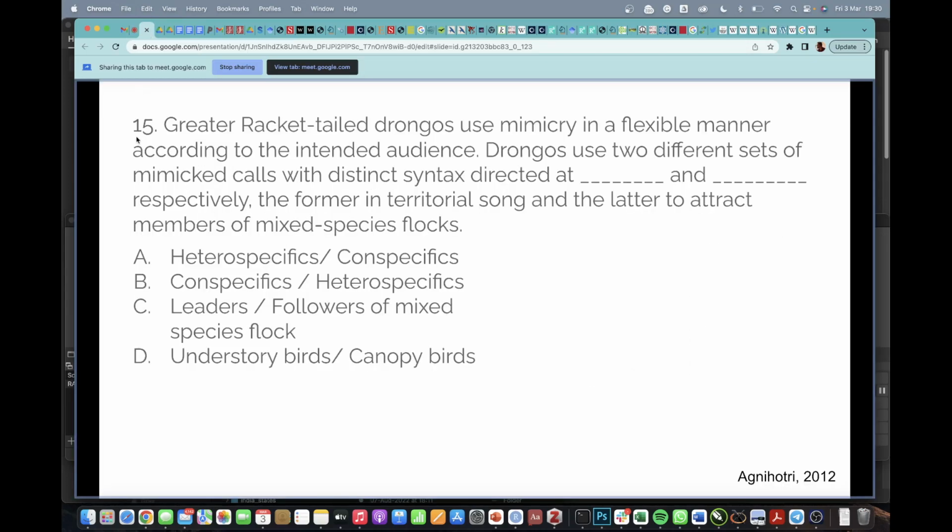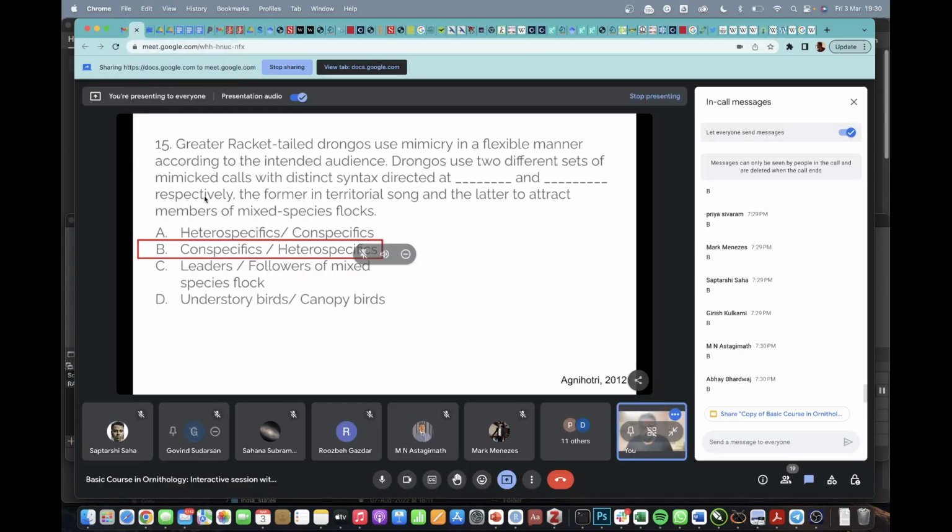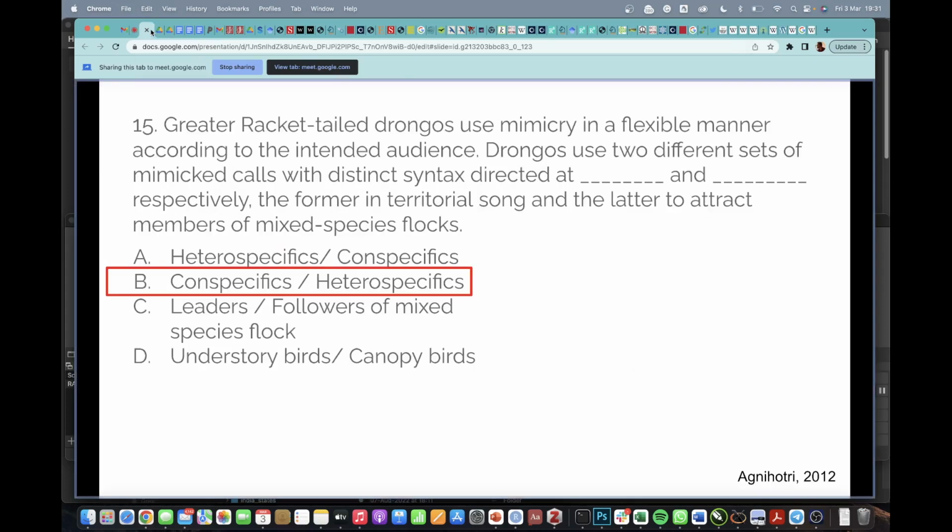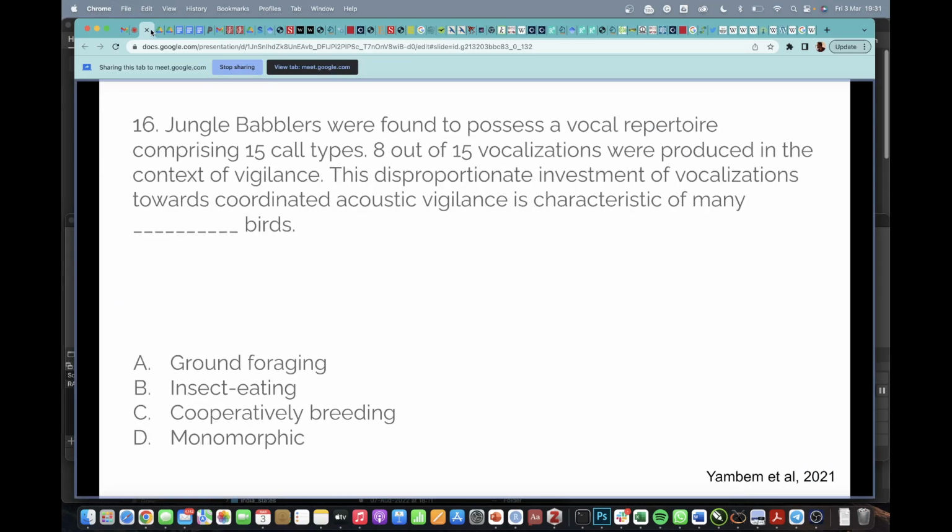Okay, I think most of you got the answer right. It is actually conspecific and heterospecific. So the call that is directed at conspecifics basically calls all the other drongos to one place, and the song that is directed at heterospecifics calls all the other members of the bird community, and that is basically to form a mixed species flock. So yeah. This is again from Samira's paper, so if you want to look it up, you can.